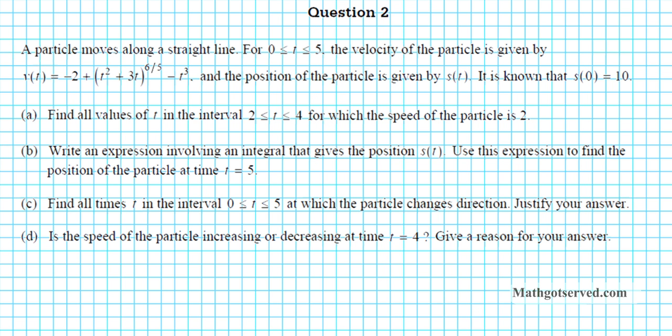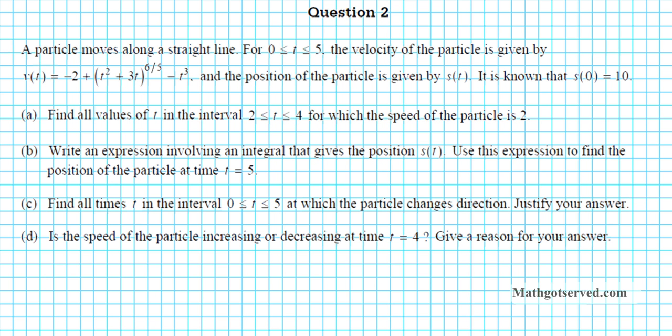All right, let's take a look at question number 2. So it says a particle moves along the straight line for 0 less than or equal to t less than or equal to 5. The velocity of the particle is given by the velocity function, negative 2 plus t squared plus 3t raised to the 6 over 5 minus t to the third, and the position of the particle is given by s of t. It is known that s of 0 is equal to 10.